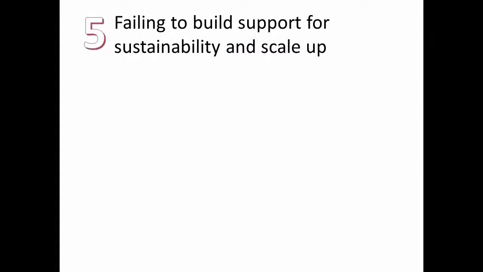So number 5, why implementation fails? Failing to build support for sustainability and scale up. And what I mean by that is failing to build into your plan, into your processes, mechanisms to ensure that the evidence-based intervention or innovation is going to continue when the project team backs out, whether that has to do with funding or whether that has to do with key people. That has to all be thought about early in the program.